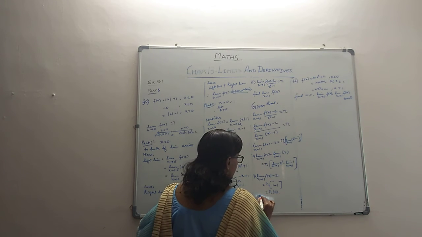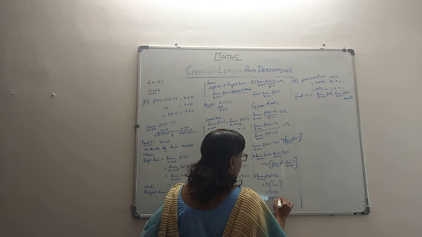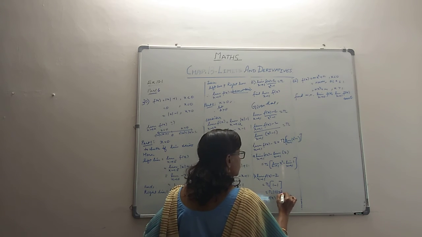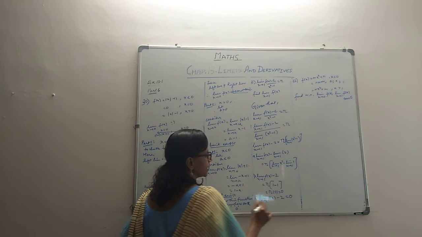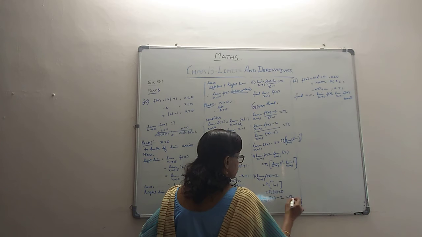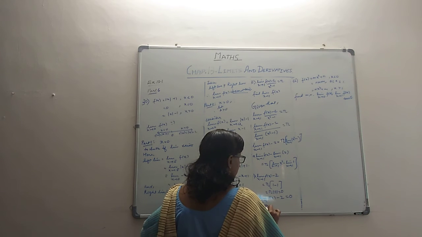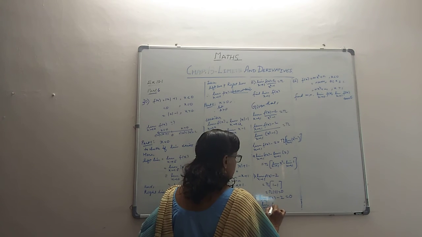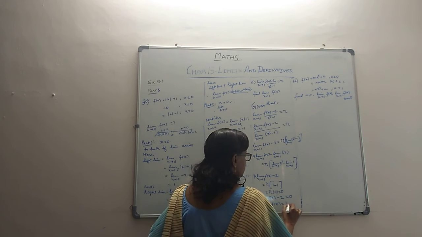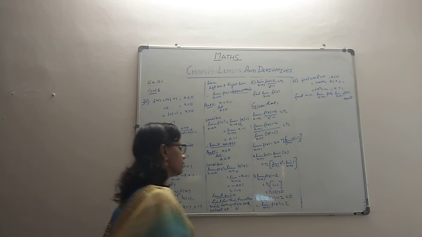So what will happen? You will get, therefore, limit as x tends to 1 of f(x) minus 2 becoming 0. Right. So what will happen? This 2 can go on the other side. We will get limit as x tends to 1 of f(x) equal to 2. And that's what they have asked us.